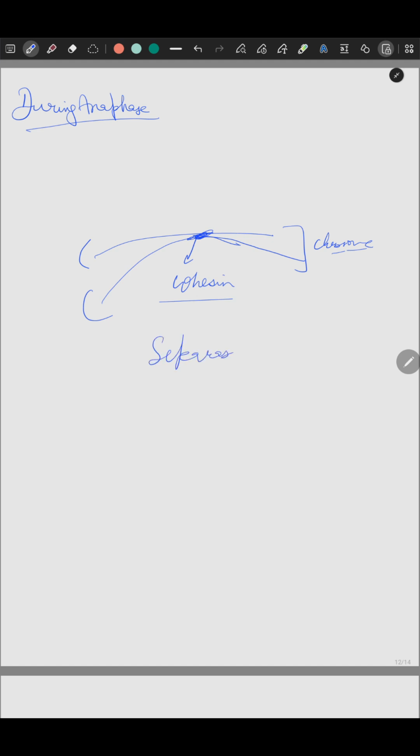During anaphase, what just happens is, for example, this one is a chromosome. So what happens is these two sister chromatids are held together with a protein called cohesin. What just happened? It is cut by an enzyme. We can call it separase, which helps in separating the sister chromatids. The sister chromatids separate here, separated by the separase enzyme.